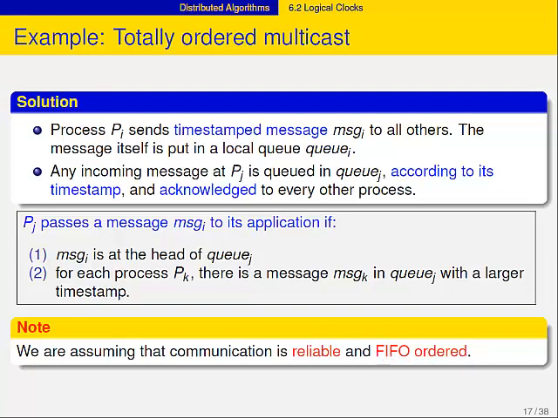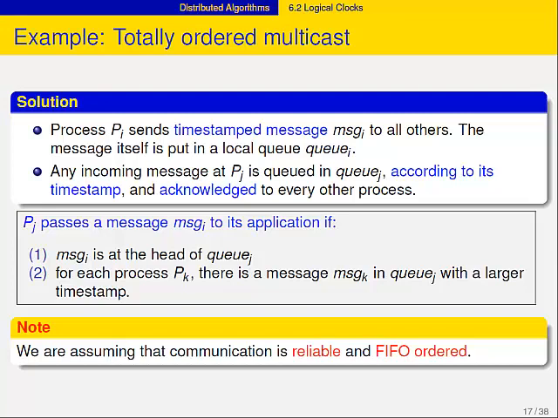Okay? So if I use that condition and I get a message from you with timestamp 5, I know for sure that I'm not going to get a message from you with timestamp 4, because that would violate this condition. So I'm safe. 5 is now your oldest message.